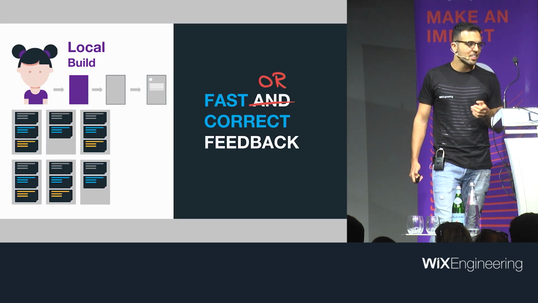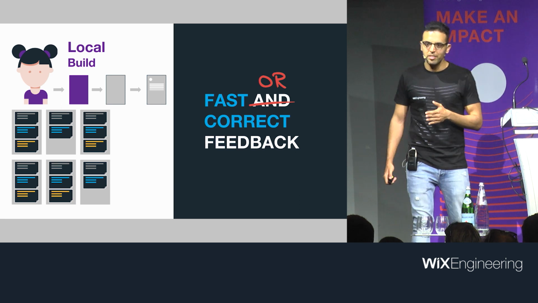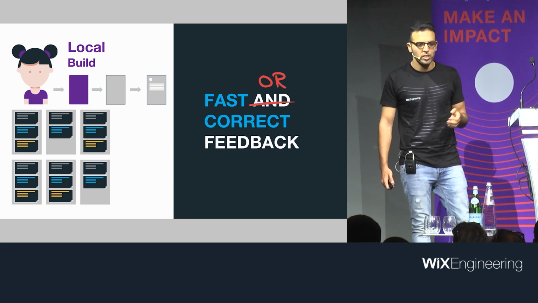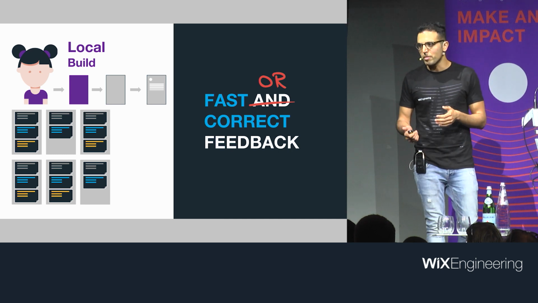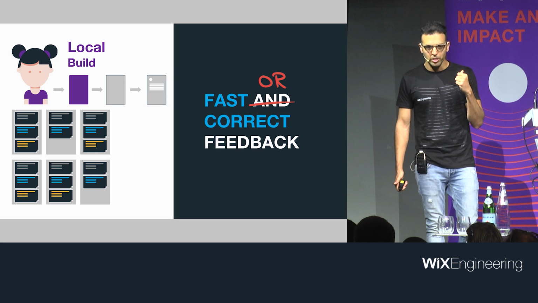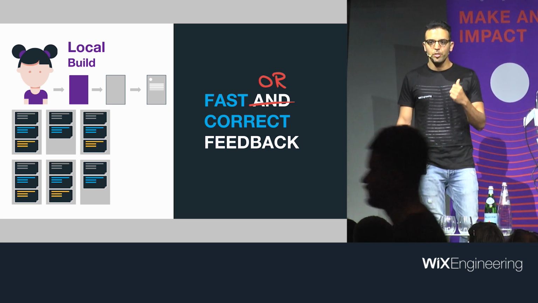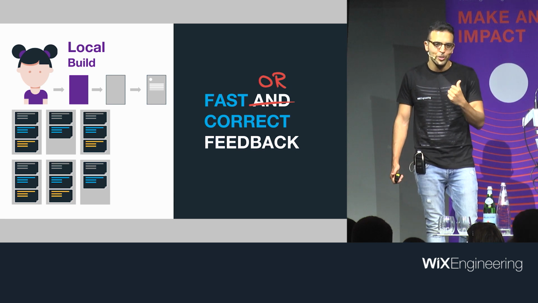How bad is it? Locally, we have to compromise between fast or correct. Fast meaning running the build tool only on a subset of the project, losing the feedback about other modules that I might have affected. Correct means that I have to run the build tool from the root of my project, paying the price of a full build, which in some projects at Wix can cost even more than 1 hour, even close to 2 hours.